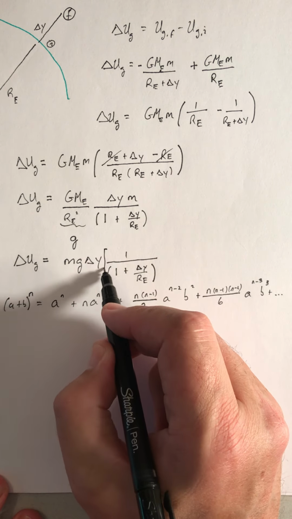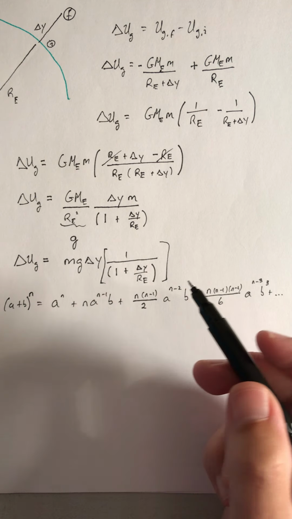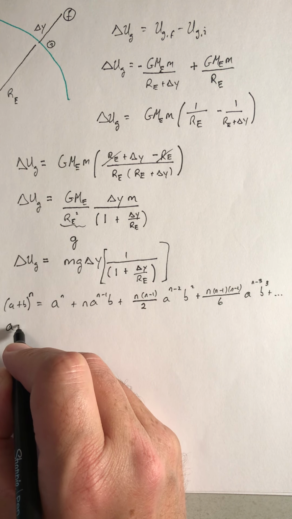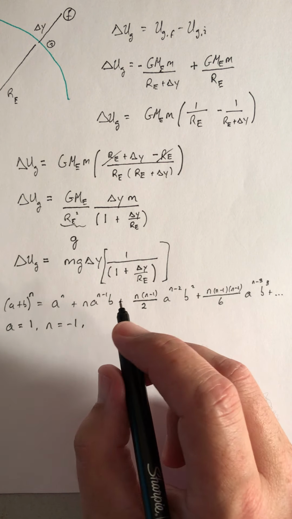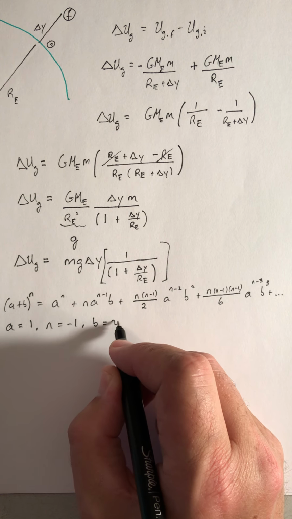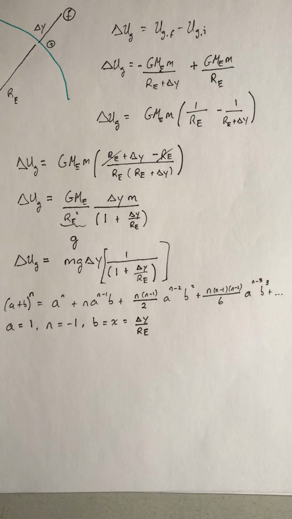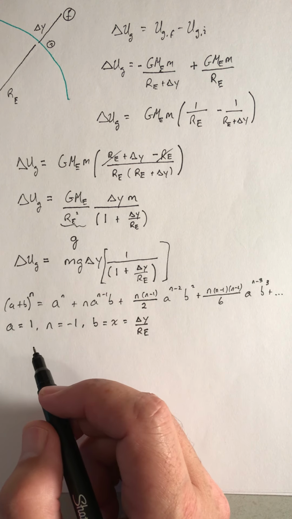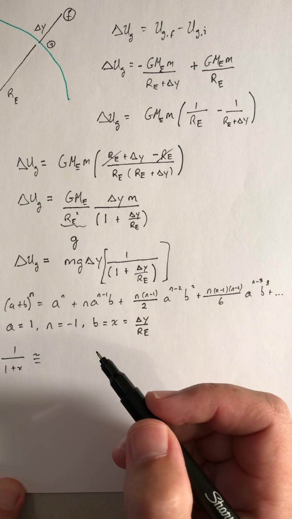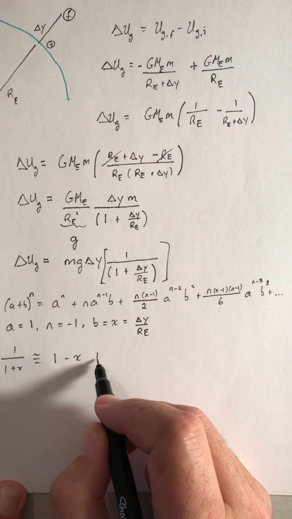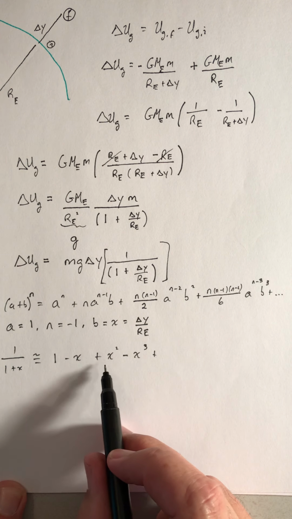Now this quantity, 1 over 1 plus delta y over the radius of the Earth, matches our binomial expansion if a equals 1, n equals minus 1, and I'm going to let b equal x, which in our case is change in height in units of the Earth's radius. So our expression 1 over 1 plus x is approximately equal to 1 minus x plus x squared minus x cubed plus da da da. And you can sort of guess which way it's going. The next term is going to be x to the 4th.